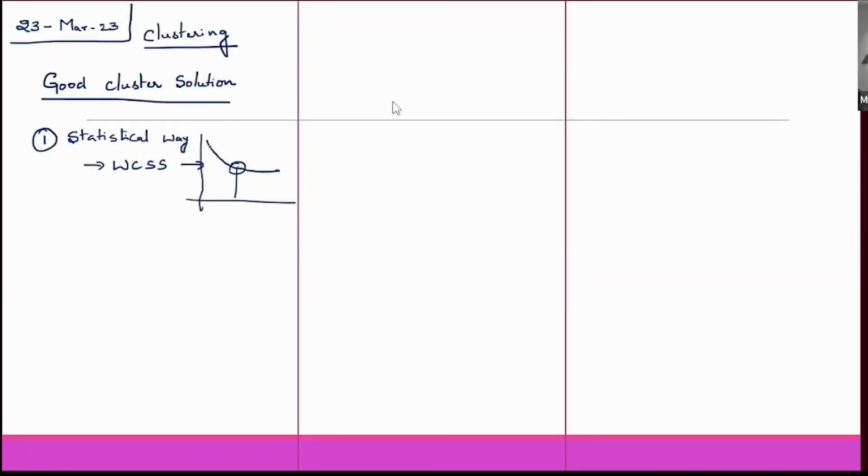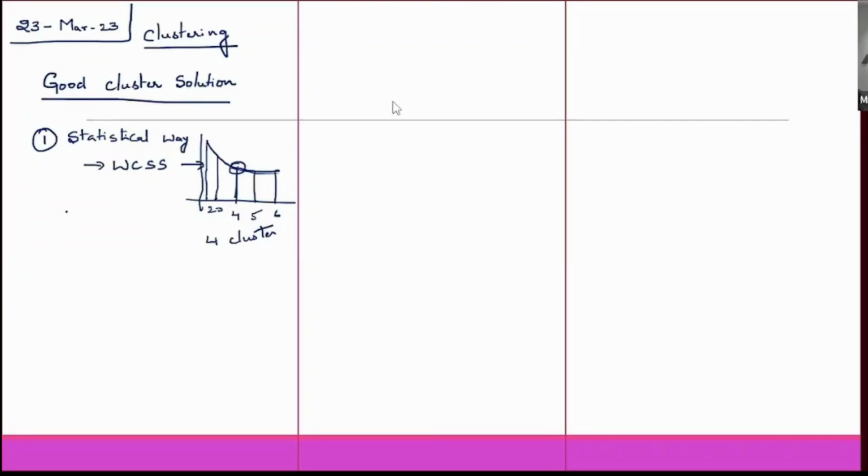So let's say this is the within cluster sum of squares. When there are two clusters, this is the within cluster sum of squares. When there are three, this is the within cluster sum of squares. When there are four, five, six, there is not much of a difference between 4, 5, 6 because the within cluster sum of squares has actually flattened off. That is where I can say a 4-cluster solution is more appropriate for this. So this is a statistical way.